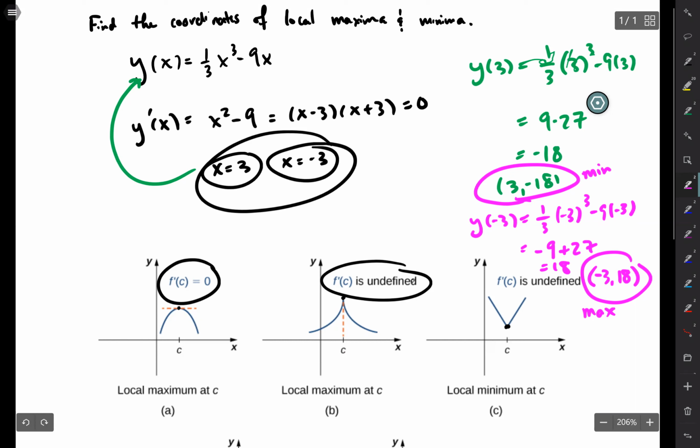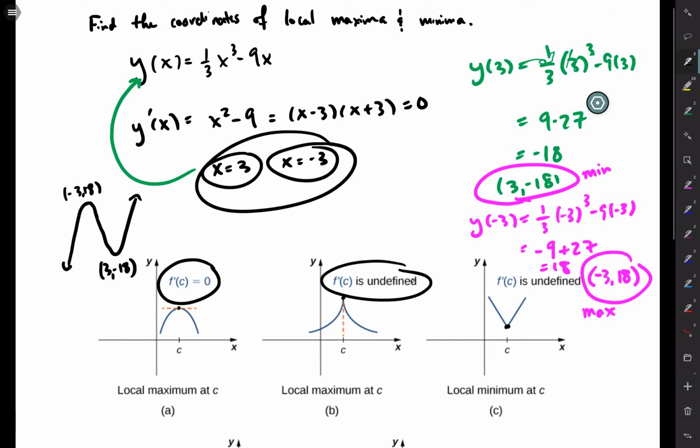And we could sketch what's going on here. When I get to -3, I have a max at (-3, 18). Then I go down, and at +3, I have a min of -18. So the graph looks something like that, and I gave you the exact coordinates.